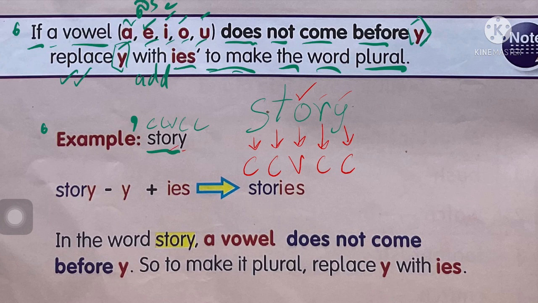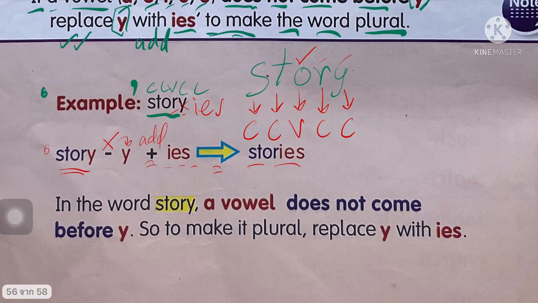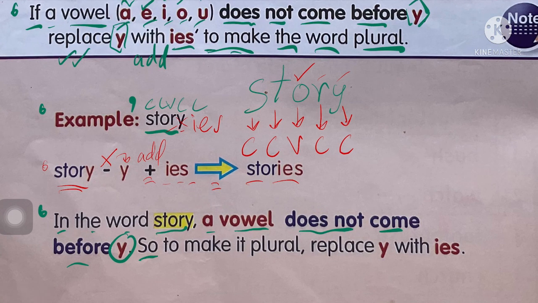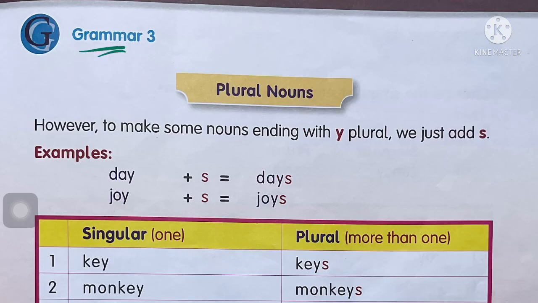So here is a consonant, and here is a vowel sound. Before y there is no vowel sound, so we have to replace y and then add i-e-s. Look at the example story: we remove y, no need, and then we add i-e-s, equals stories. Do you understand? In the word story, a vowel does not come before y, as I explained, c c v c c. To make it plural, we replace y and add i-e-s. Understand, right?